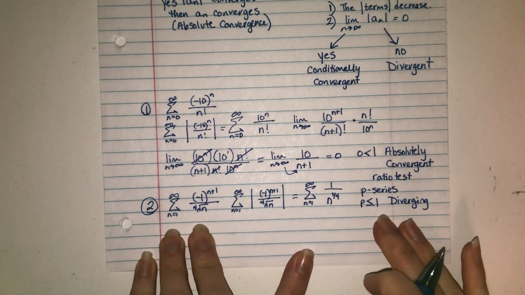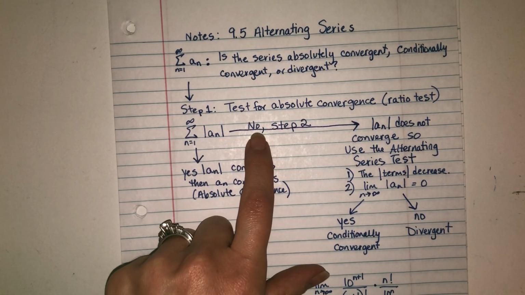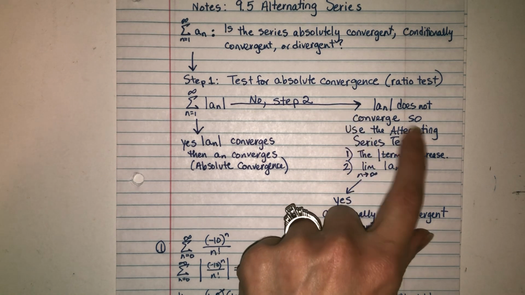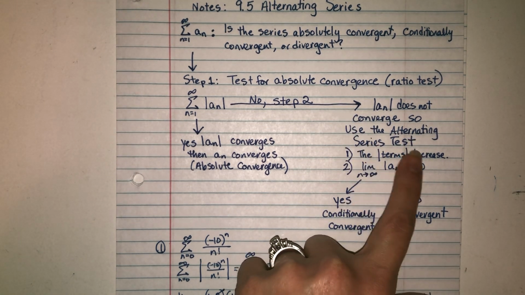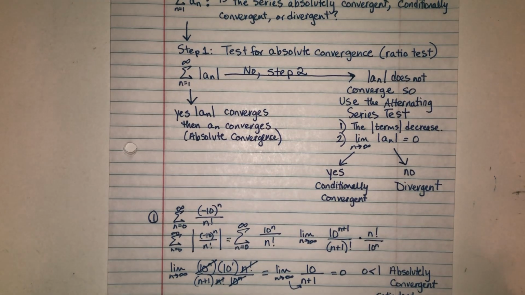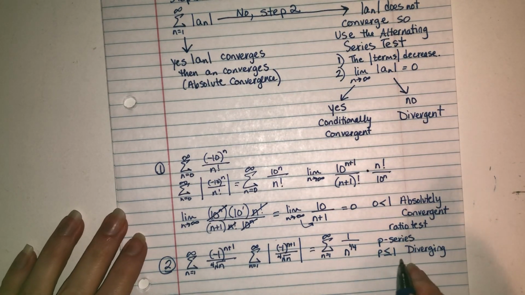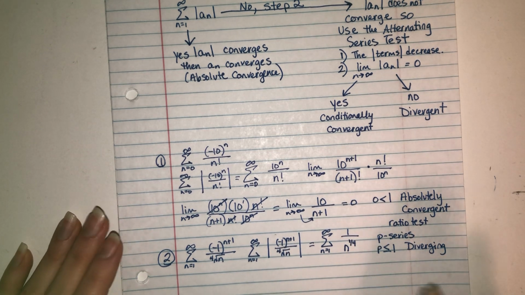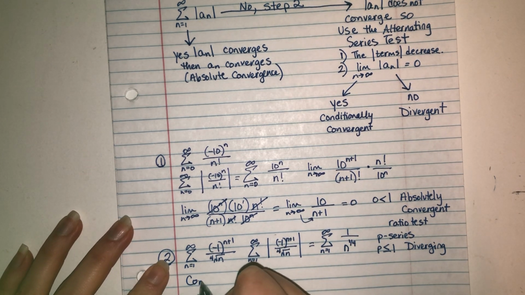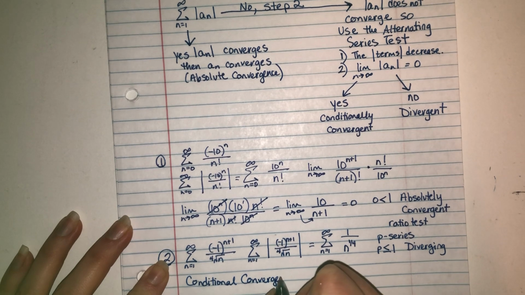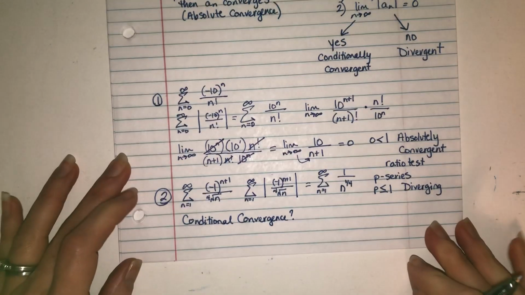Now, if it is not converging, that does not mean that this original series with the alternating signs is diverging. This just means that we proceed to step 2 and check to see whether it is conditionally convergent or divergent by using the alternating series test. So this does not mean that the original series is diverging. It's this absolute value series that is diverging. So we're going to check for conditional convergence. That's what we're going to check for next.